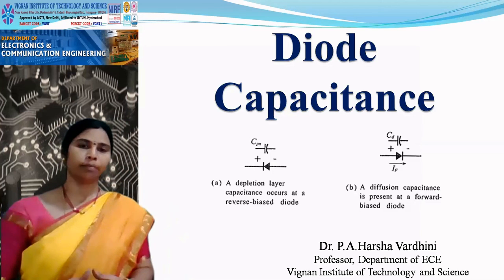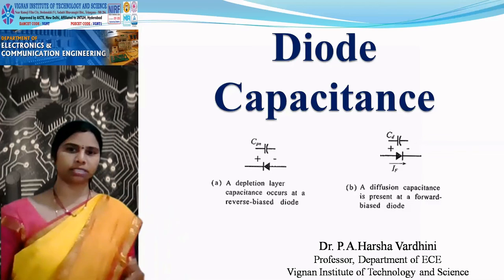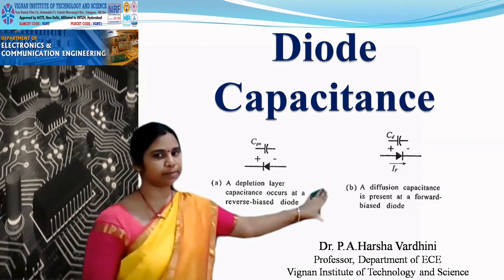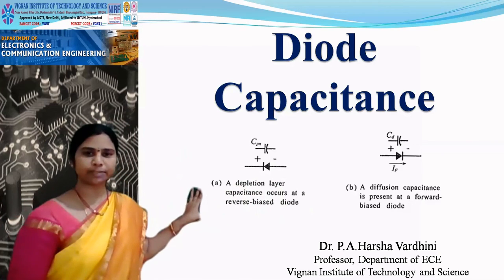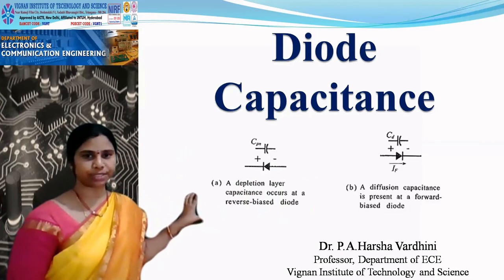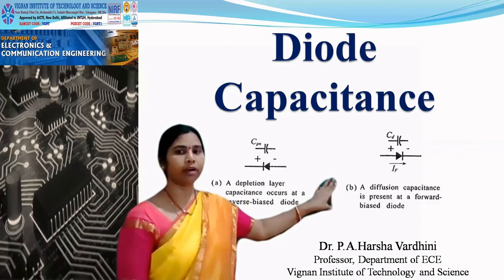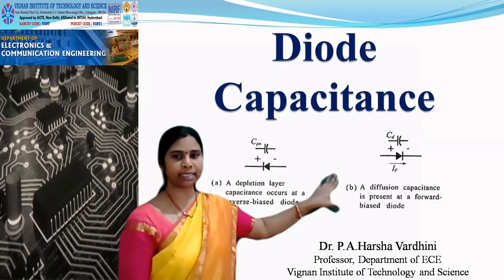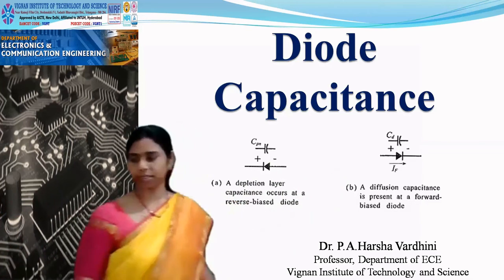Diode capacitance means the diode exhibits the property of capacitance. As you see, you have forward bias capacitance, and in reverse bias also you can observe the capacitance property. In reverse bias mode, whatever the capacitance you see, you term it as transition capacitance and you indicate it as CT. In forward bias mode, whatever the capacitance exhibited by diode, you represent it as CD, called diffusion capacitance.